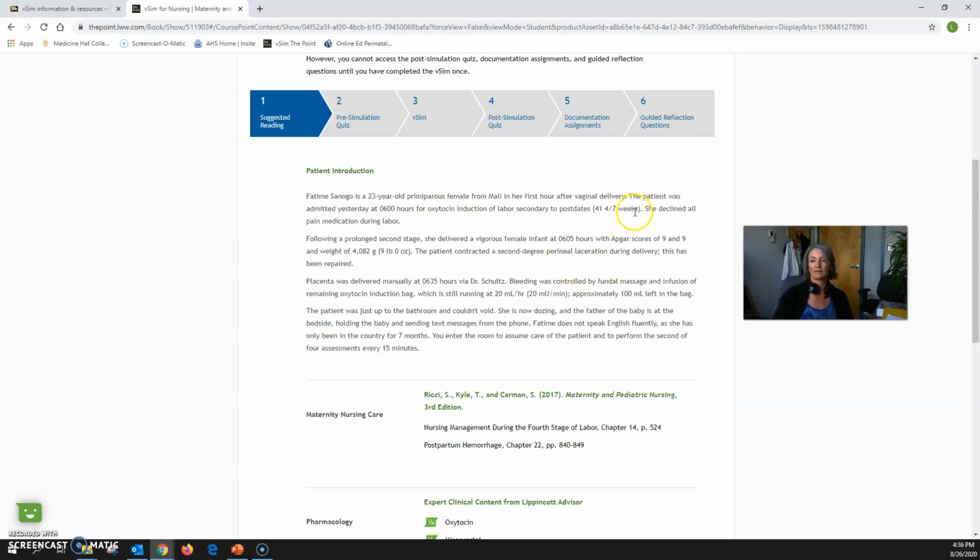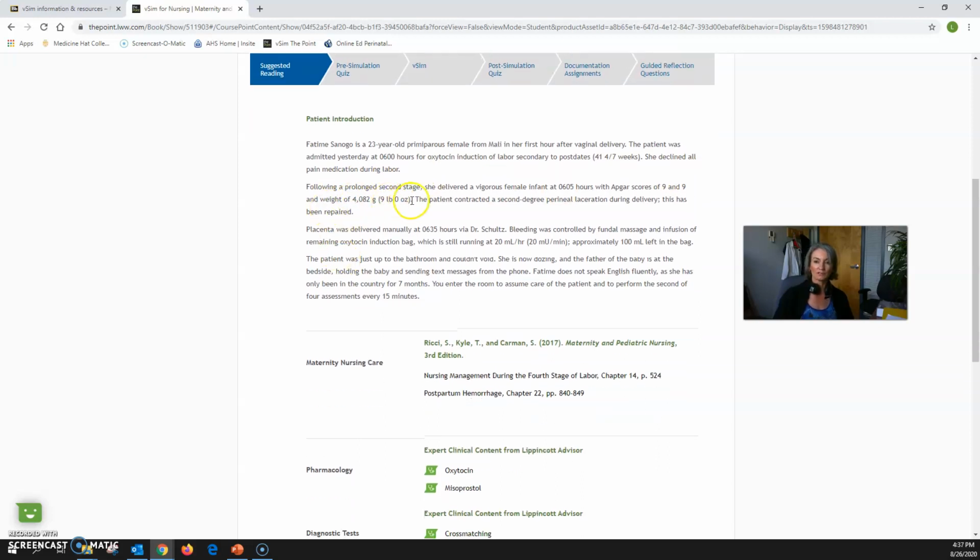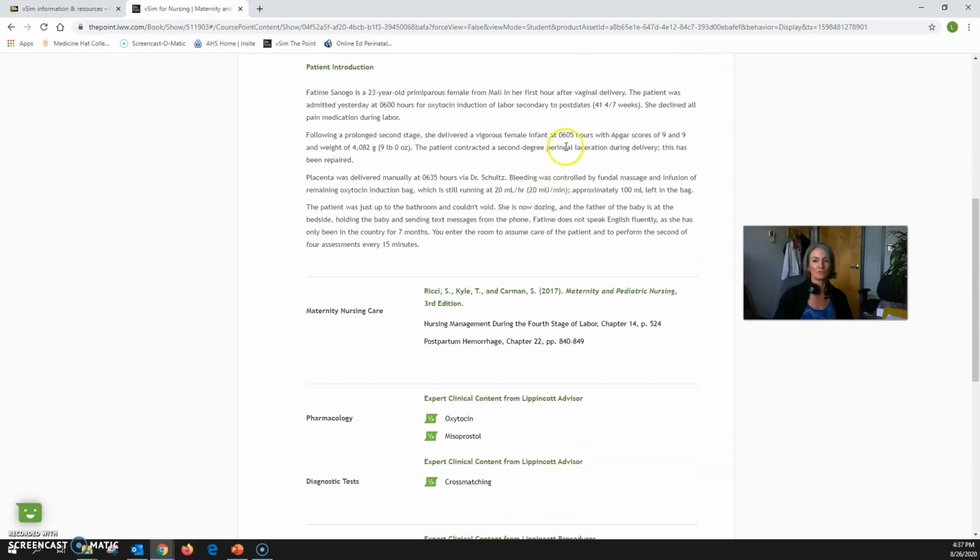We know that Fatime was admitted yesterday at 600 hours for oxytocin induction in labor secondary to post dates, so she was 41 and 47 weeks. Again, ask yourself, what does that mean? Is there any relevance to that information? She declined all her pain medication during labor. Following a prolonged second stage, she delivered a vigorous female at 06:05 hours with APGAR scores of 9 and 9 and weight of 9 pounds 0 ounces.